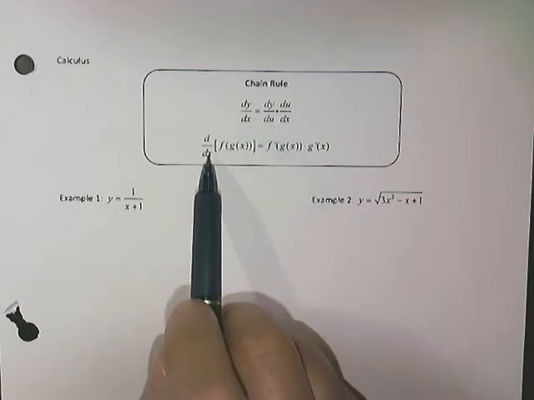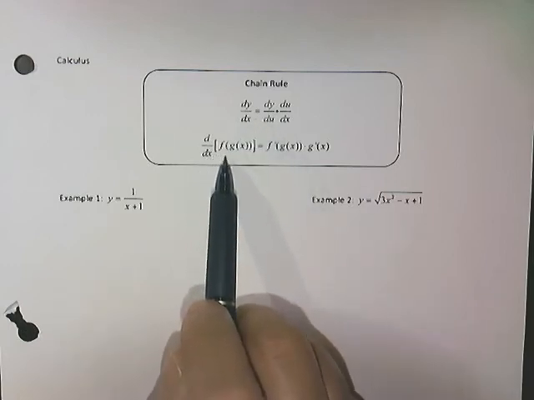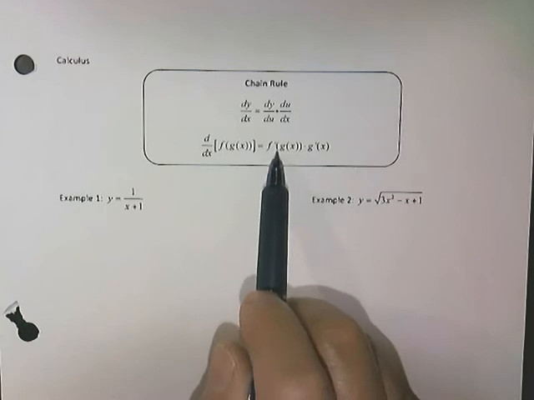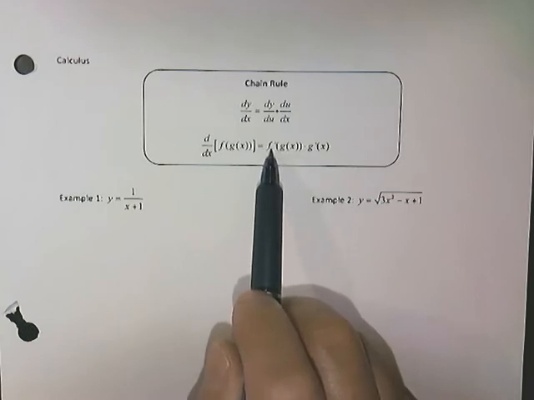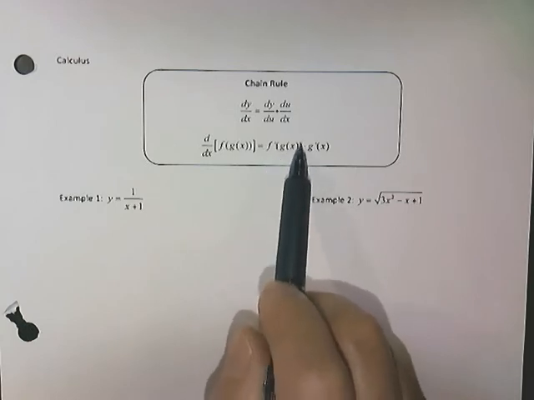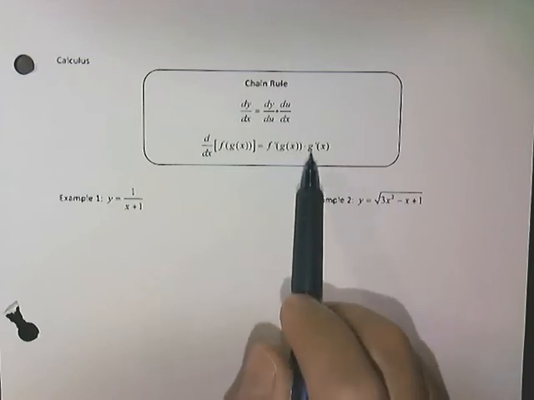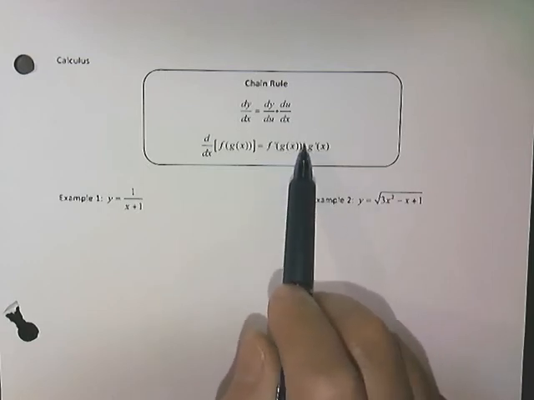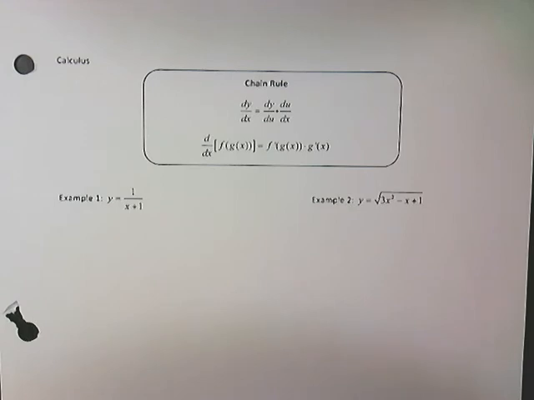The other way to look at this is you're taking the derivative, and there are two functions involved. One function is placed within the other function. And when you do that, you have to take the derivative of the outside with a composed function multiplied by the derivative of what's inside. So let me show you a couple examples.